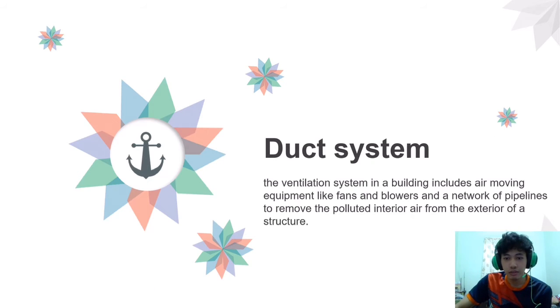Okay, we go next to the duct system. What is a duct system? The ventilation system in a building includes air moving equipment like fans and blowers and a network of pipelines to remove the polluted interior air to the exterior of a structure. So we continue.